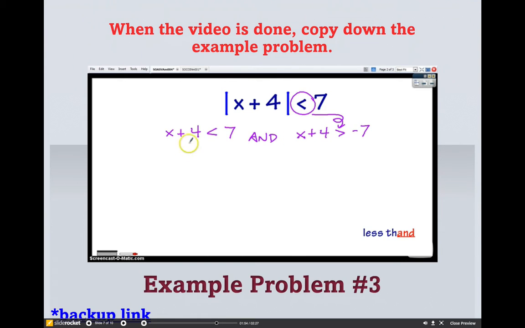Alright, so now we solve these two separate inequalities by subtracting 4. On this side, we get x is numbers less than 3, and over here, x is numbers greater than -11. So we're looking for numbers less than 3 and at the same time greater than -11. And so that would be the solution to this inequality with absolute value.